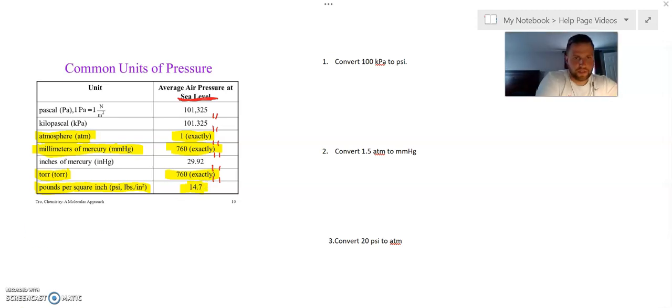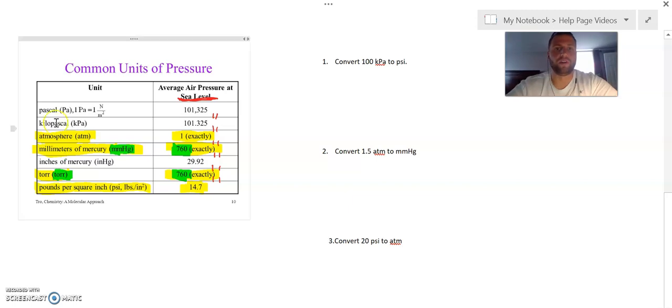Again, please notice that the numbers for torr and millimeters of mercury happen to be the same thing. They are synonyms of one another.